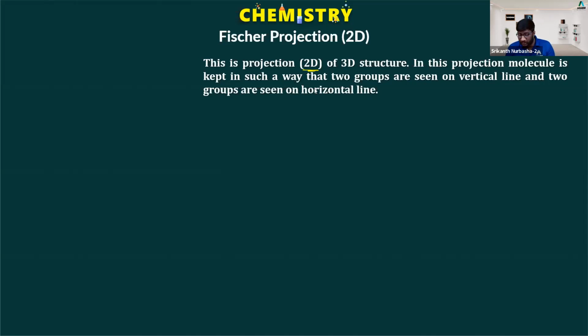So what we can do is project the 3D structure. Like if I have a sphere and I project the sphere on a paper, what will I get? I will get a circle. So similar to that, the Fischer projection is a 2D projection of a 3D structure. In this projection, the molecule is kept in such a way that two groups are seen on the vertical line and two groups are seen on the horizontal line.